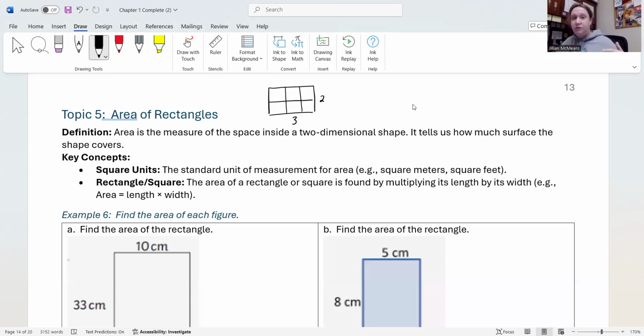Well, I could say I have 2 rows. Each row has 3 in it. So that would be 3 times 2 or 2 times 3. So this would be 2 times 3 or 6 square units. I have literally 6 little square pieces.